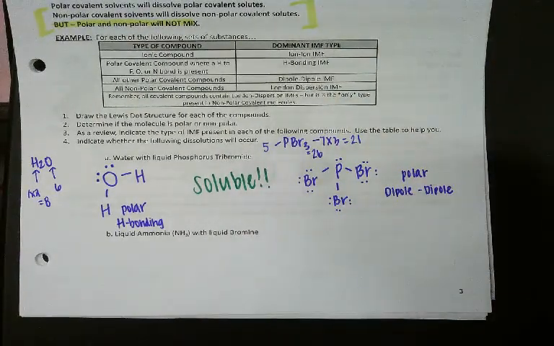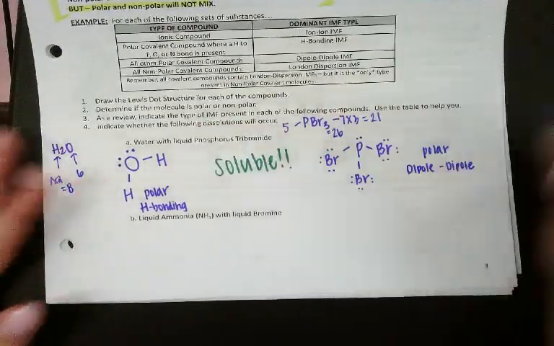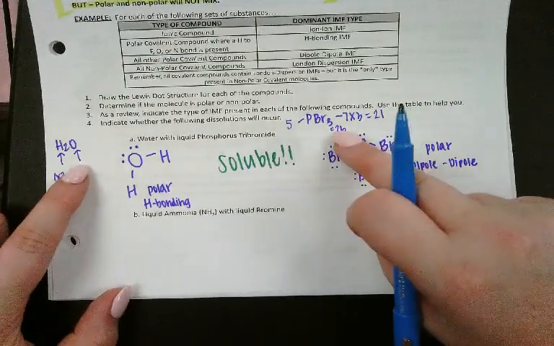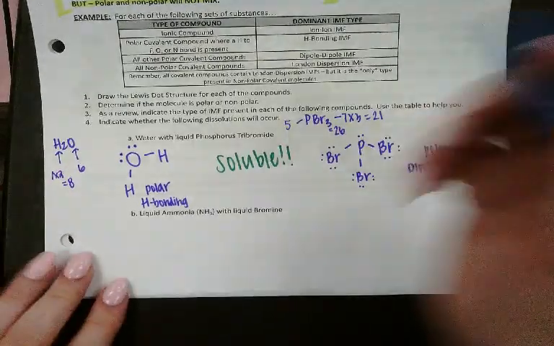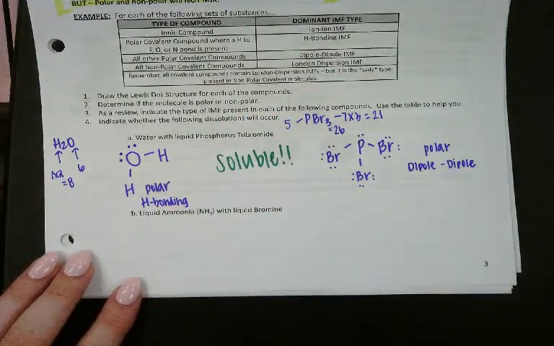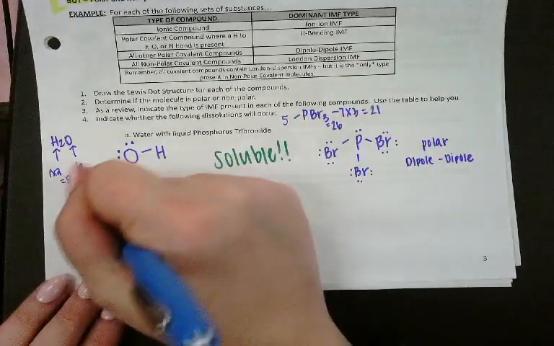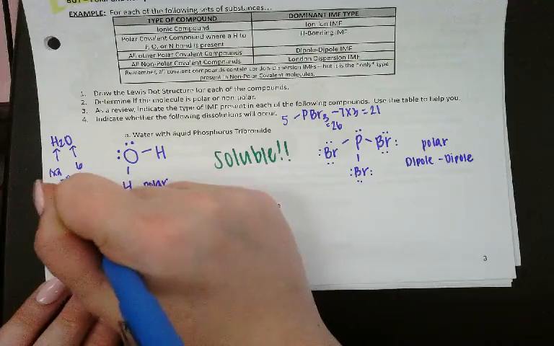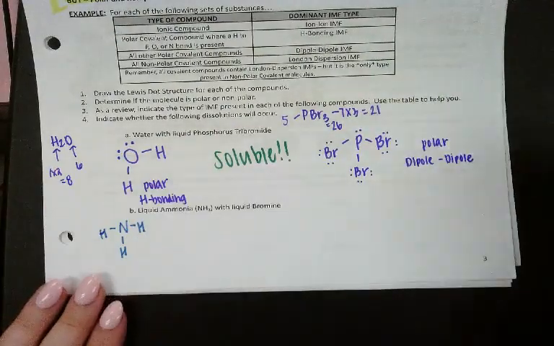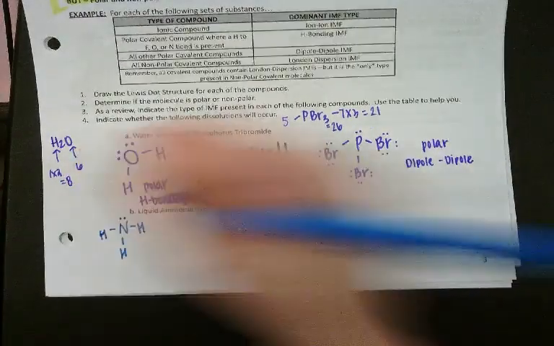All right. We have liquid ammonia, NH3, with liquid bromine. All right, so, again, like I told you, I'm not going to be doing this anymore with you because that's from, like, forever ago. How many total electrons do I have for NH3? 8. What's my central atom? Nitrogen. And I'm going to have hydrogen bonded off, which leaves me with 2 electrons left. Where do those 2 electrons go? On top of nitrogen.